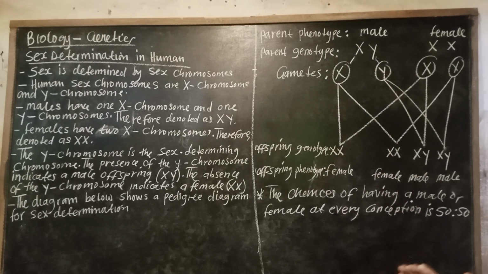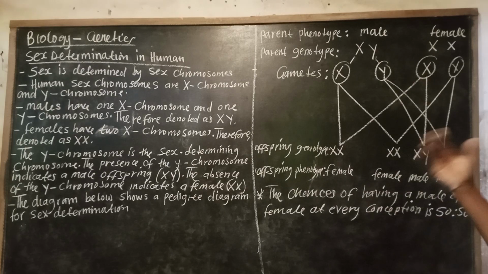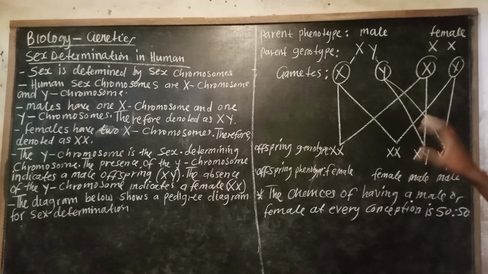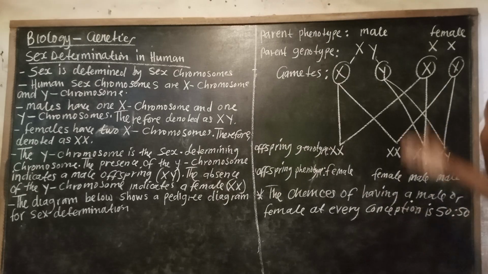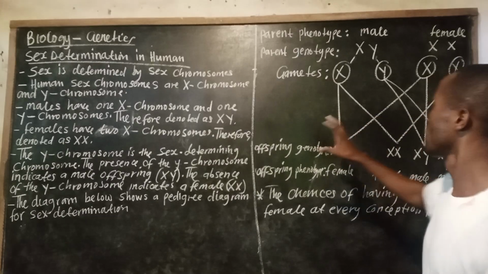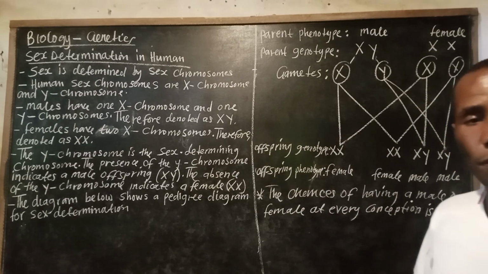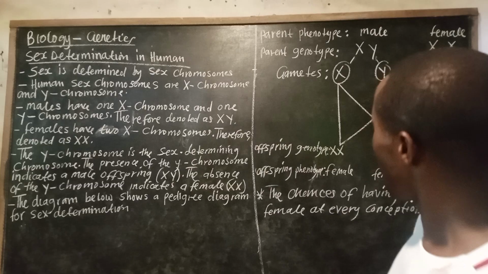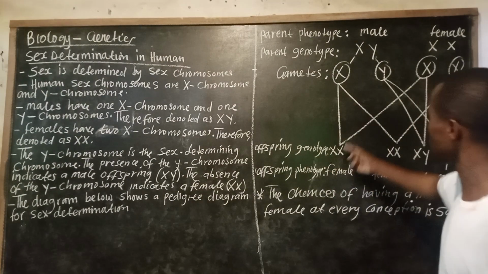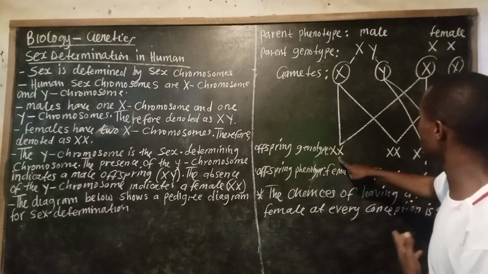So this is the one that we have. We have parental phenotype, where we have male and female. Then we have parental genotype, which is represented by chromosomes. Here we have XY, XX. From there we have gametes. Now let us see how those chromosomes can be crossed to produce offspring. The offspring genotype is the one that we have in this line.